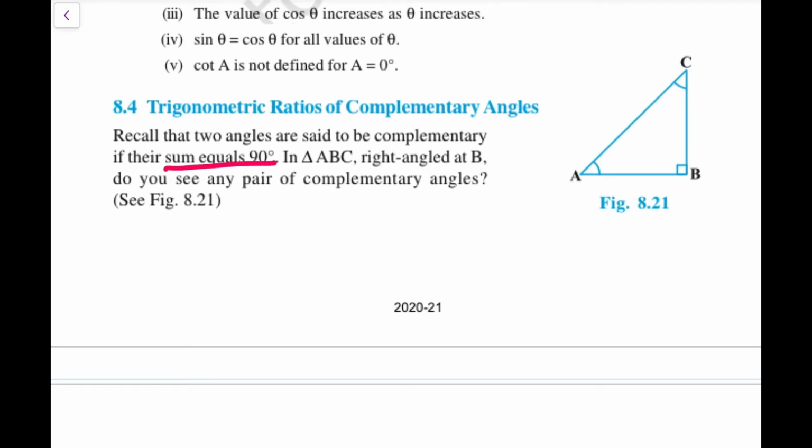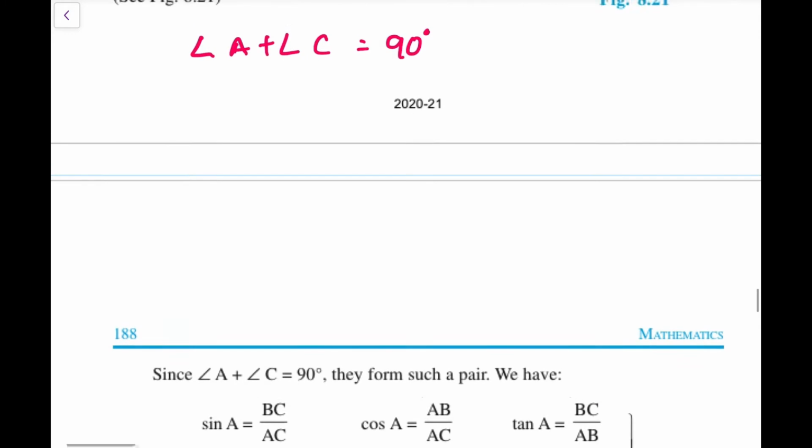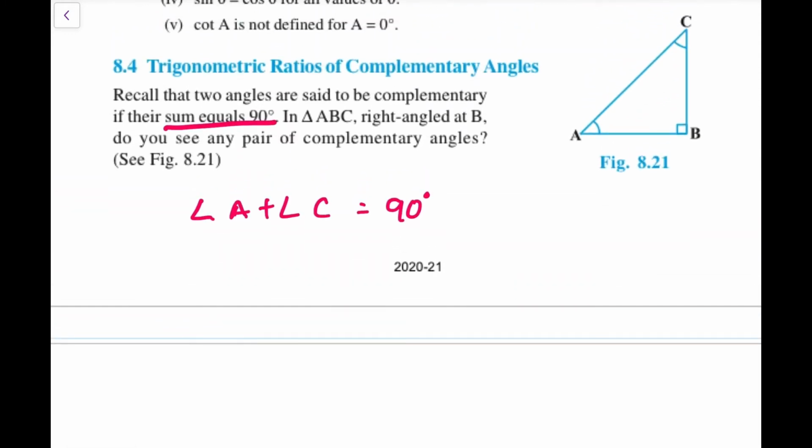In triangle ABC, right angled at B, you can see that these two angles, A and C, are complementary to each other. We know that angle A plus angle C is equal to 90 degrees, and they form complementary angles. If I take angle A as theta, then angle C is 90 minus theta, or I can say angle C is equal to 90 minus A.